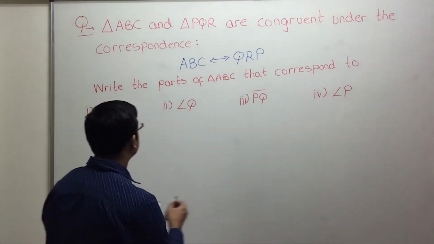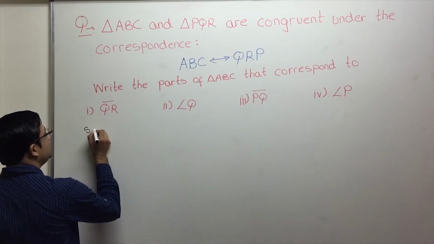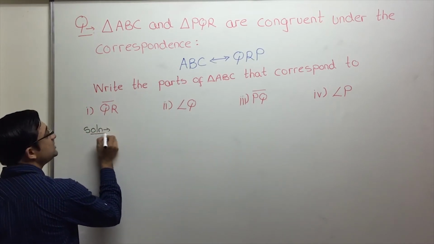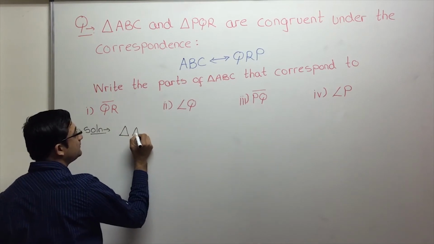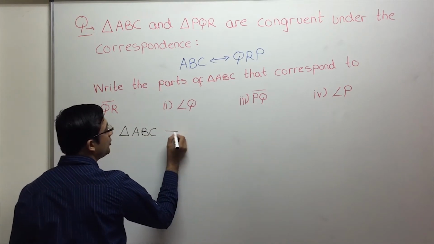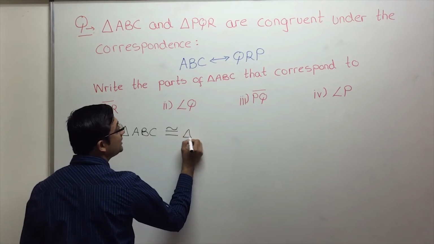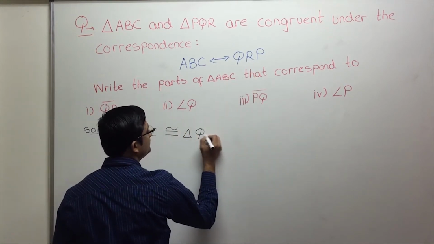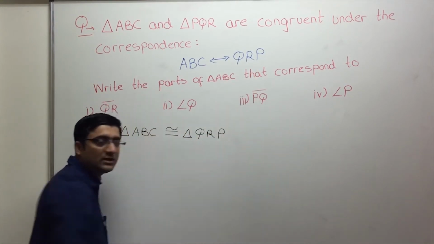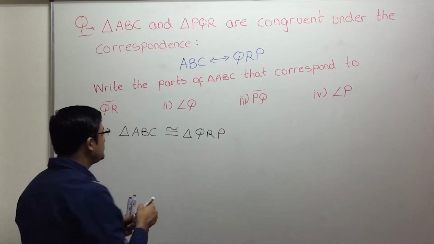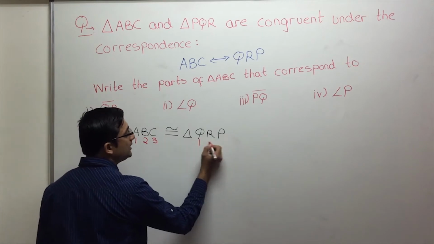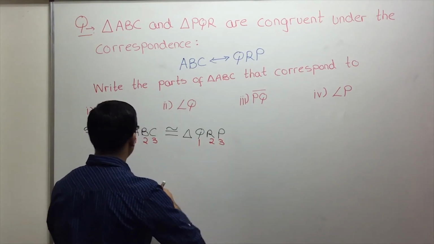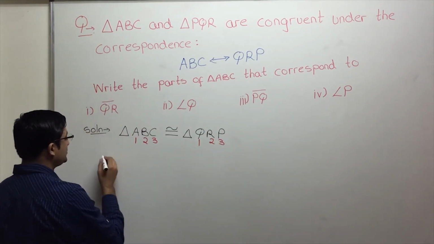So let's begin. The first step is to write down a congruence statement. In the same sequence, triangle ABC is congruent to triangle QRP. Now we have to get the corresponding parts. So label it as 1, 2, 3, 1, 2, 3. Now let's begin with the first part.